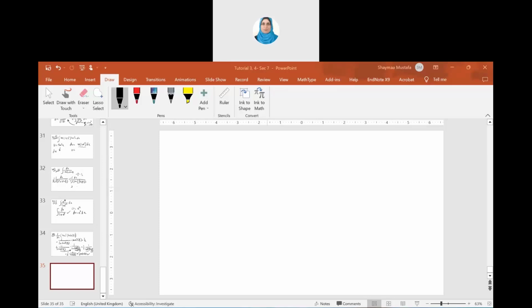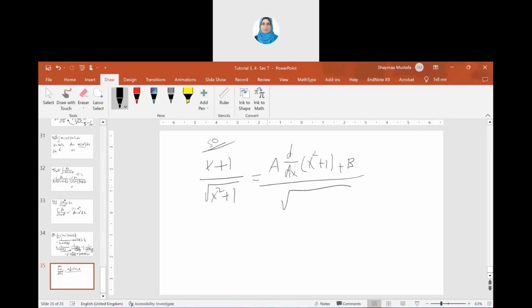Question 50: you have the expression x plus 1 over the square root of x square plus 1. You need to make it in the form a d over dx of x square plus 1 plus b over the square root of x square plus 1. So this expression should be equal to this one.